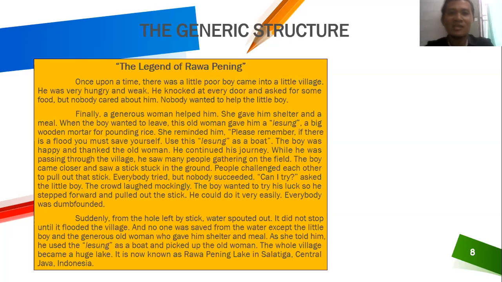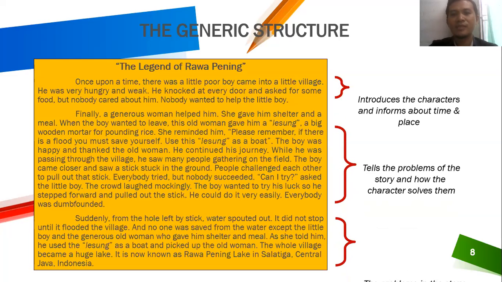Right, so this is an example of narrative text. Can you find here the orientation? So remember the generic structure of narrative text. There is orientation, complication, and resolution. Yes or no? All right, so it's divided into three. Number one is to introduce the characters and inform about time and place. This is the first paragraph.